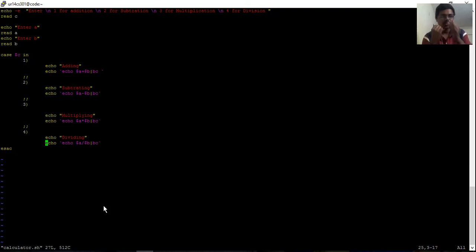So first I am asking the user to select either addition, subtraction, multiplication or division using 1, 2, 3, 4 numbers. So the user will enter 1, 2, 3 or 4, and based on that, inputs A and B will be taken. Then I am taking it in switch case. If case is 1 then I am printing A plus B. If case is 2 then I am printing A minus B. If case is 3 I am printing A into B, and if case is 4 I am printing A divided by B, and in the end, case is over, so we are taking esac, the opposite of case. So now I will show you the output.